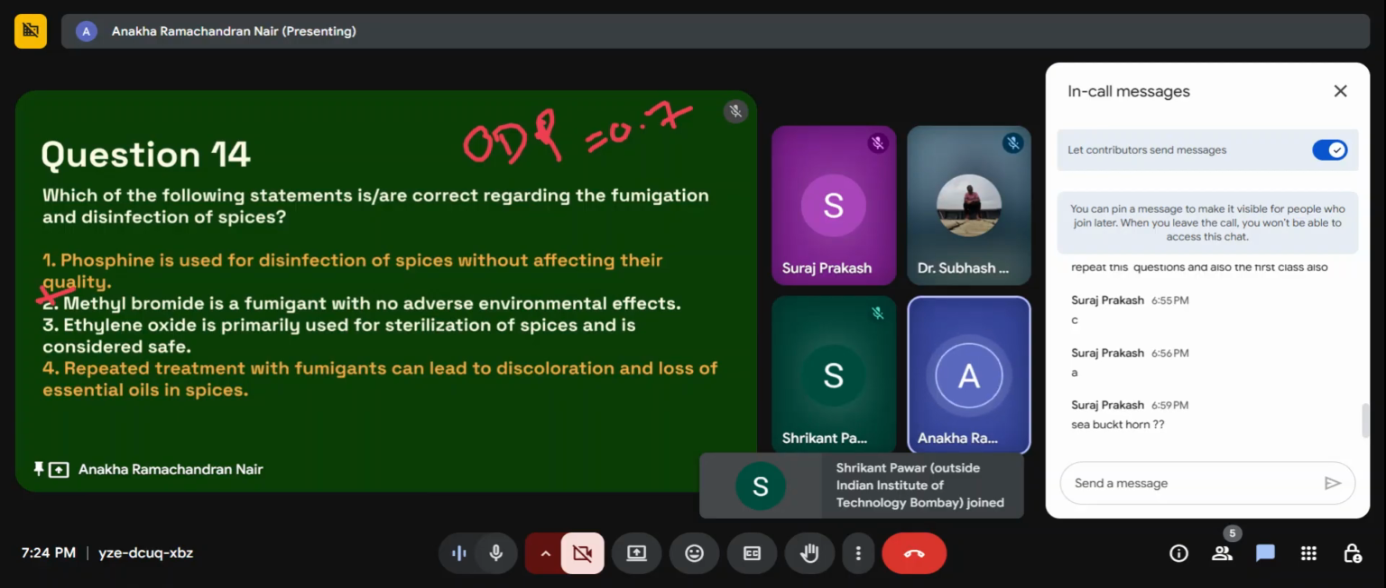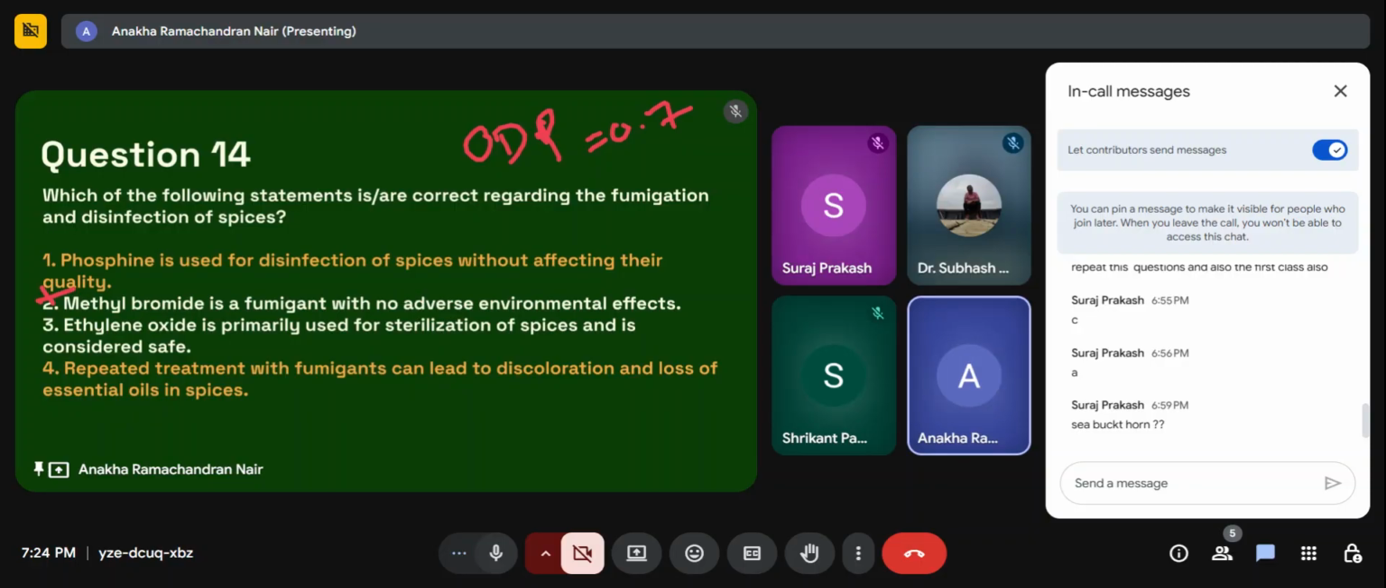Ethylene oxide is primarily used for sterilization, but it is a suspected carcinogen. Okay, so according to research, it is a cancer causing compound. So therefore it is not used for sterilization of spices, because this is something that we consume, right? And we don't want to increase the chances of us getting cancer. And option 4 is also correct.